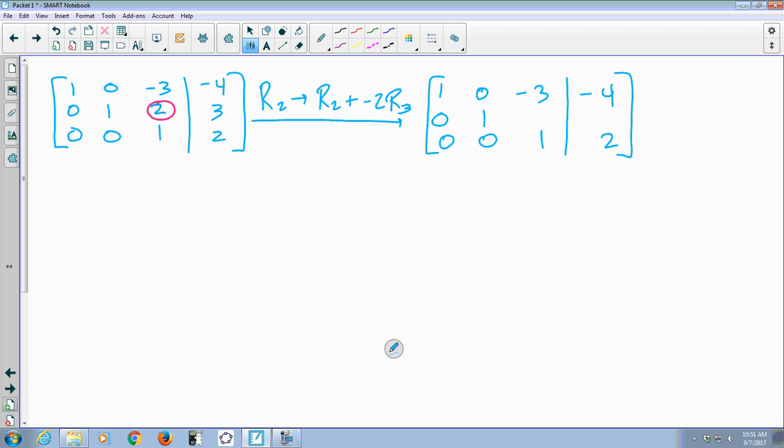So that's nice because I already did work to get that to be a 0 and that to be a 1. I don't want to mess up that work I already did. And then -2 times 1 plus 2 is now a 0. And -2 times 2 is -4 plus 3 is -1.